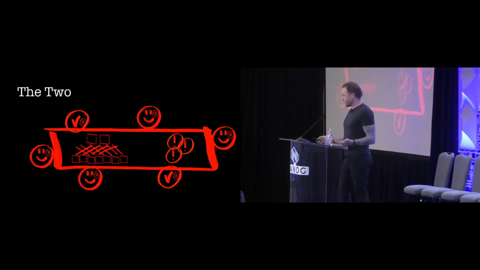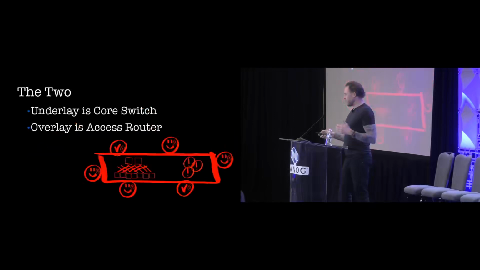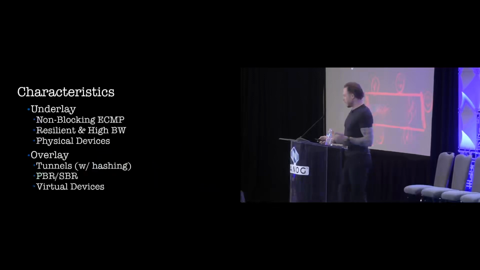Now, obviously, you still need physical connectivity, and that's where we get this two-tier idea, right? So looking at the underlay as a core switch, and the overlay as an access router, right? There are some characteristics that I think are interesting or important to remember here. The underlay is essentially what you want as a non-blocking ECMP. One thing that I'll touch on a little bit later as well, but the internet is a pretty cool ECMP network to use as an underlay in general.